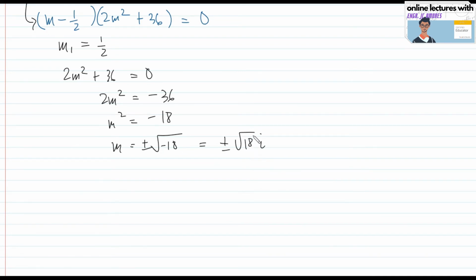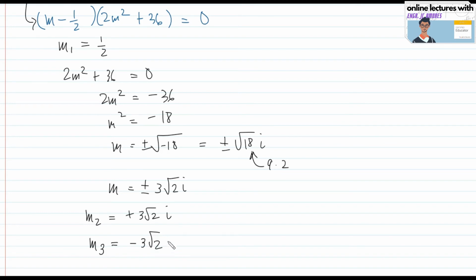Now the square root of 18: 18 is 9 times 2, and the square root of 9 is 3. So therefore, we have m equal to plus and minus 3 square root of 2i. Okay, plus and minus 3 times the square root of 2i. So we'll have m sub 2 equal to positive 3 square root of 2i, and m sub 3 to be negative 3 square root of 2i.